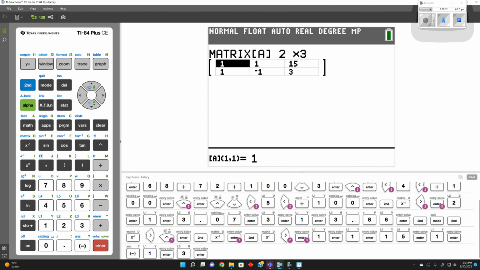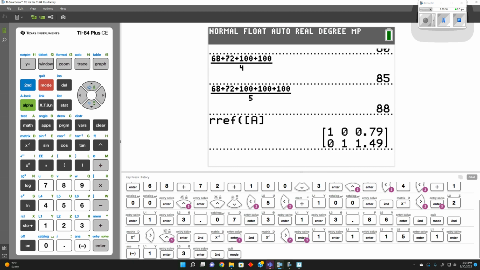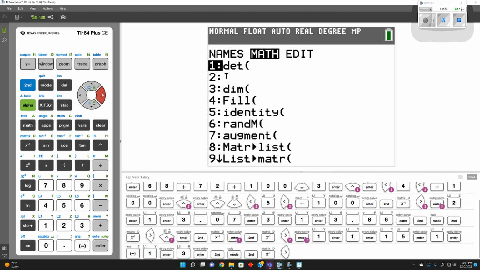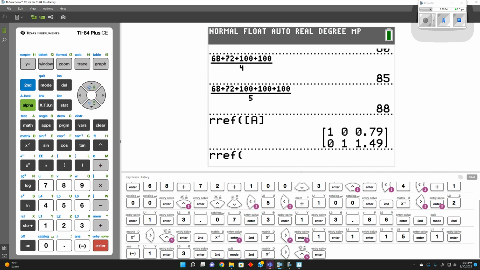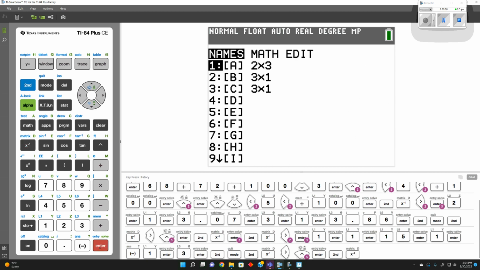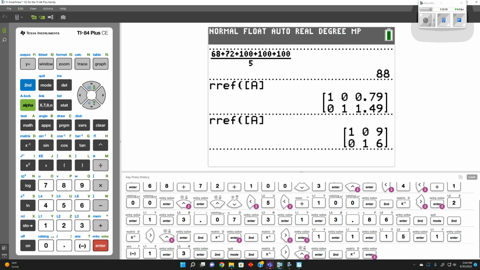Then we can do what? Second, quit. We would go second, matrix, over to math, and we want to find RREF. Enter. Second, matrix, A. Hit enter, and we get this here.